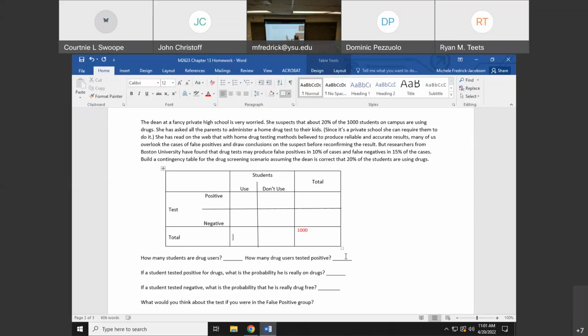About 1,000, right? The number that goes here, because it assumes that 20% of your students are using drugs. So the total needs to be 20% here. 20% of 1,000 means multiply. Put it as a decimal first. So the 1,000 times the 0.2, 200.